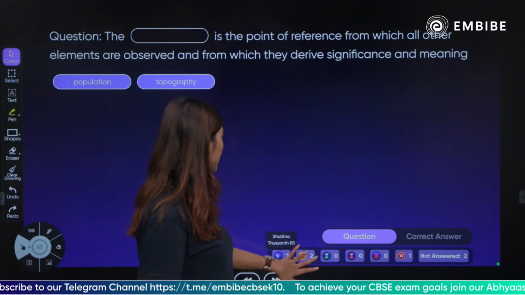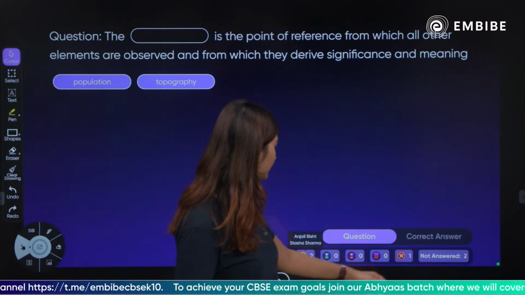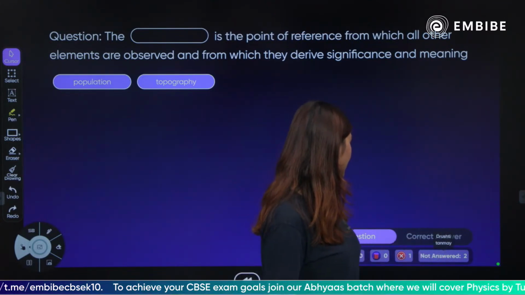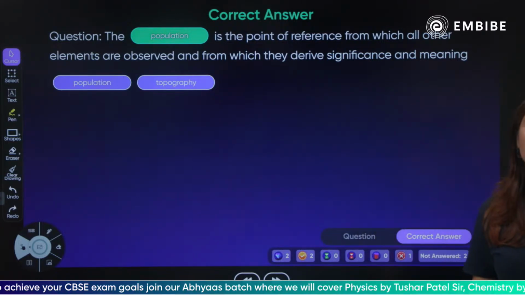Shubhra and Tushant, perfect answer, correct timing, good job. Anjali and Stasha have also answered correctly. Sai Tanmay has taken an attempt. I'm waiting for Drushti and Tanmay to answer, and the correct answer is population.